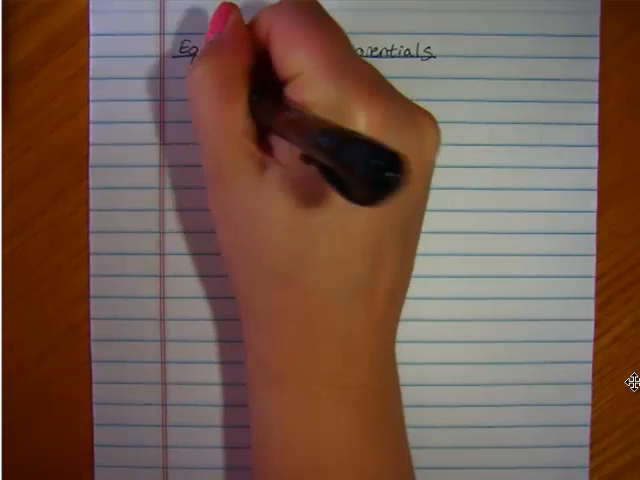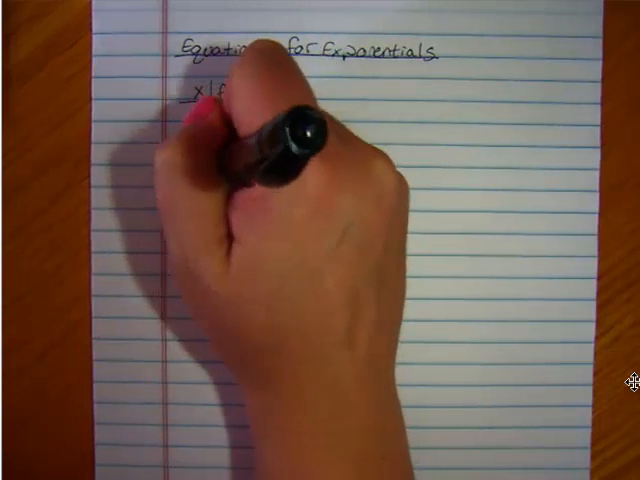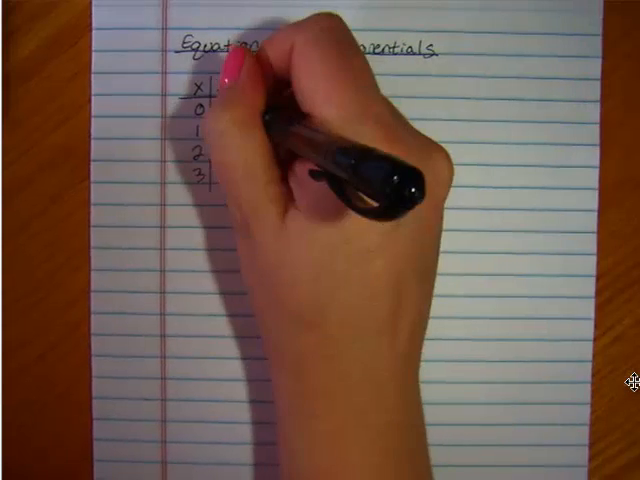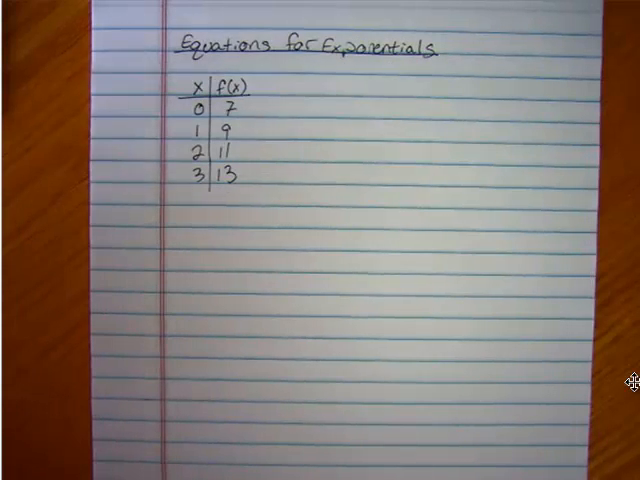So here's our table, x, f of x. For my x values, it's 0, 1, 2, and 3. And my f of x values are going to be 7, 9, 11, and 13. So I know this is a linear situation because when I look at what's going from one number to the next, on my x side and my f of x side, they're both counting by the same constant.